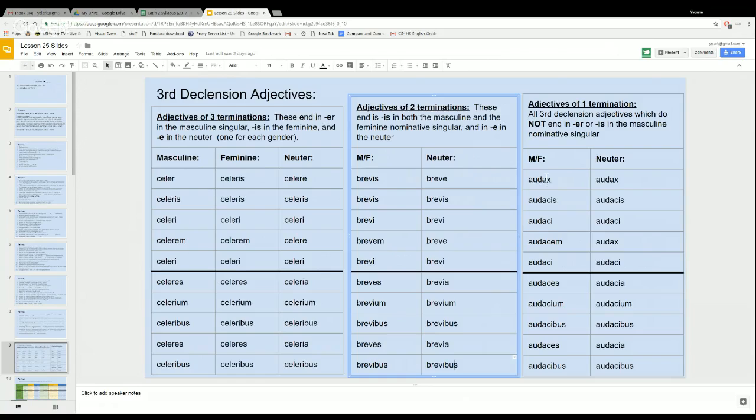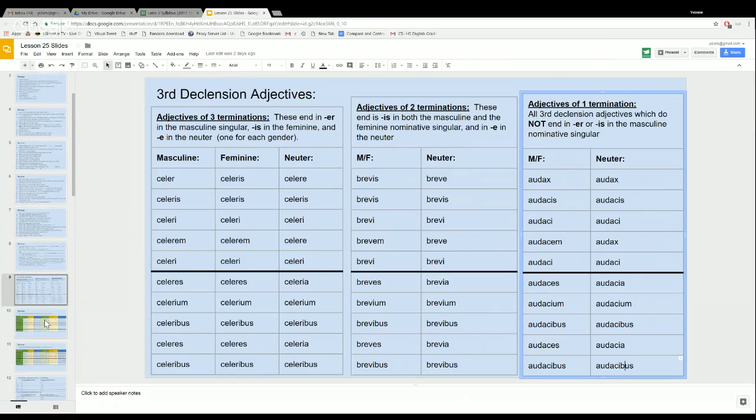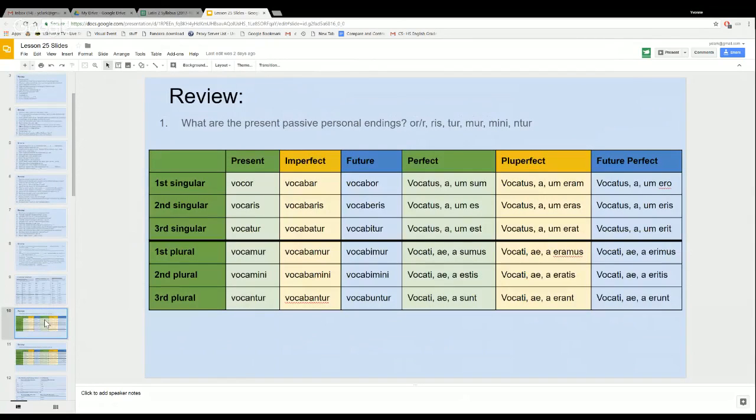These are all your third declension adjectives that do not end in ER or IS in the masculine nominative singular. So here we go. Audax, audax, audacis, audacis, audaci, audaci, audacem, audax, audaci, audaci, audaces, audacia, audacium, audacium, audacibus, audacibus, audaces, audacia, audacibus, audacibus. Excellent.